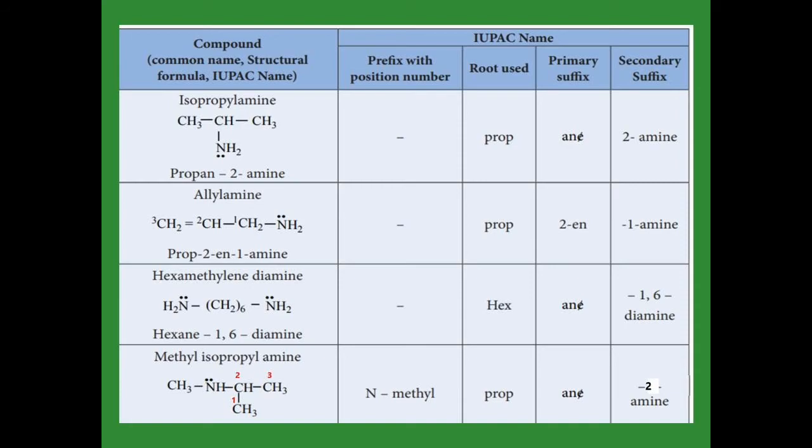See the IUPAC name. First of all we have to choose the root word. What is the root word here? Prop is the root word. Afterward single bond ane, propane, and then second carbon having amine, so 2 amine, propane 2 amine. Now on the NH, on the left hand side we have CH3, that is methyl. The methyl is attached with the nitrogen, so we have to write N-methyl as a prefix to the root word. So N-methyl propane 2 amine is the IUPAC name for methyl isopropylamine.